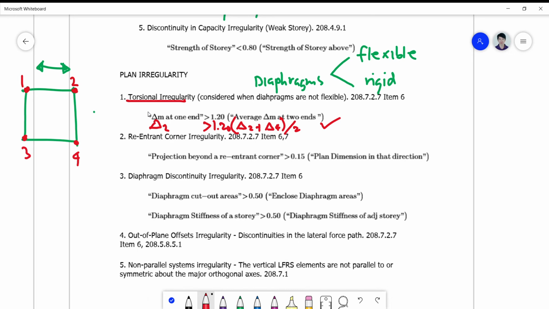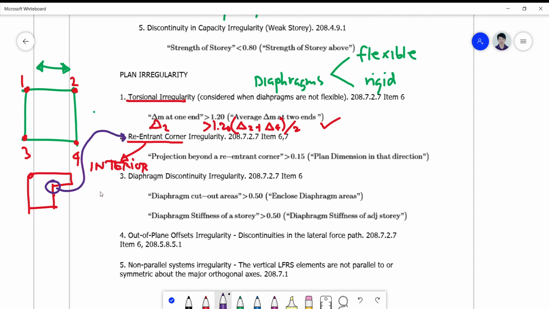So number 2, we're talking of reentrant corner. Before we proceed, what is a reentrant corner? A reentrant corner is actually an interior corner. Anything that you see on the interior aspect of the plan. Say I have here a building which is like this. What is my interior corner here? My interior corner is actually this one. So I have a reentrant. You call this now a reentrant corner.